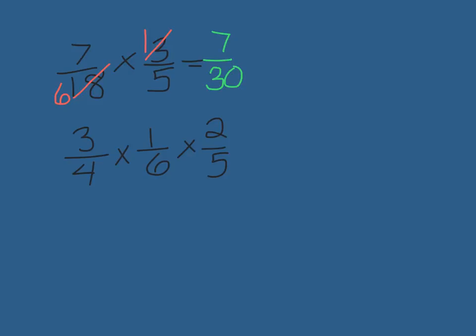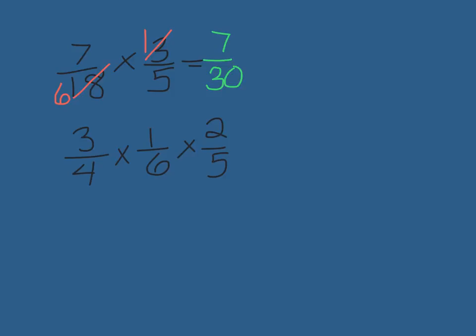I want you to go ahead and try this one on your own as a challenge, and then I'll go over it with you. But remember, as long as you see a number in a numerator and a denominator that have a greatest common factor, you can reduce any of those along the way. So go ahead and try it and then come back and check your answer.